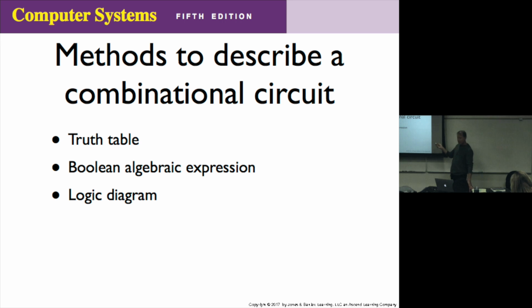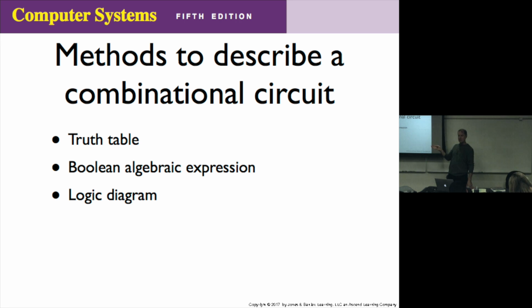So, there's actually three methods to describe a combinational circuit. One, you could give the truth table. Why is it called a combinational circuit? Because what is a truth table? It's a list of all the possible combinations of the input, and then for each combination you say what the output is. So that's a truth table.